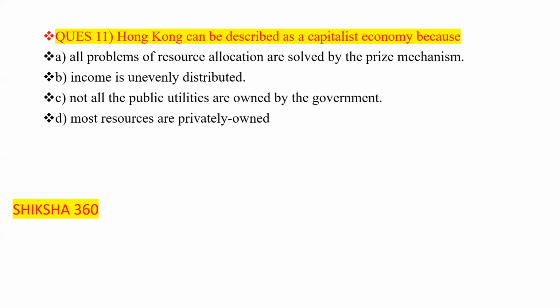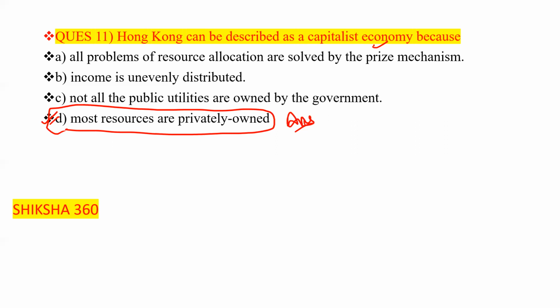So what is the correct answer here? All problems of resource allocation are solved by the price mechanism. Second one is income is unevenly distributed. Third, not all the public utilities are owned by the government, or most resources are privately owned. Basically a capitalist economy is one where most of the resources are privately owned. So option D is the answer. That is most resources are privately owned. So this one is the correct answer.